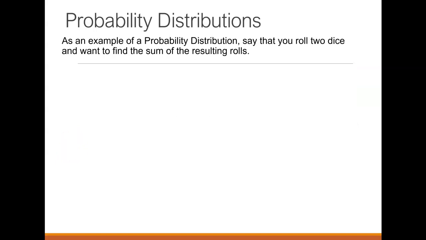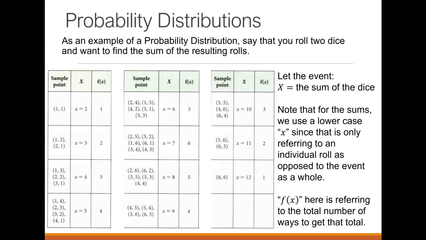So, as an example of a probability distribution, say that we roll 2 dice and want to find the sum of the resulting rolls. So our random variable, I'm going to call X, and that's going to equal the sum of the 2 dice. So far, so good.